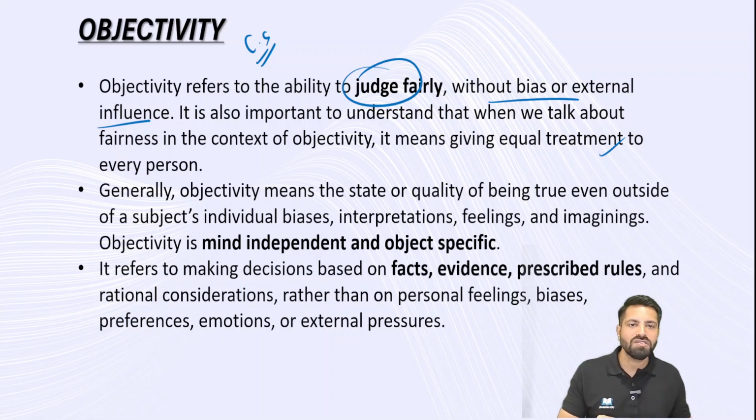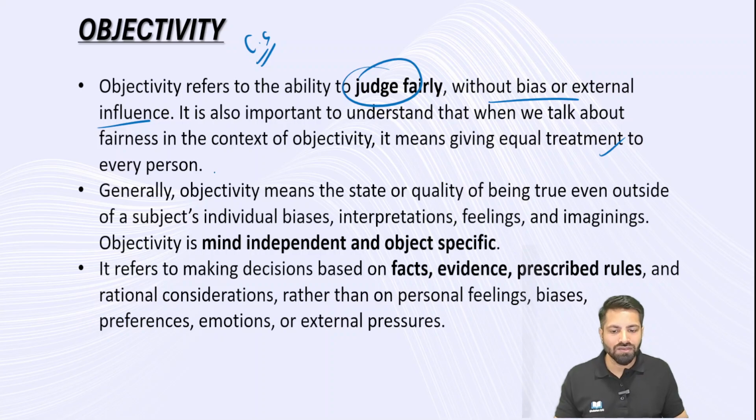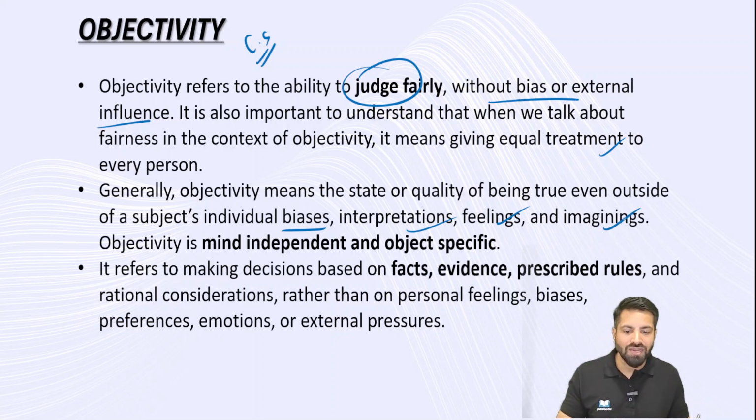I can only give this certificate if you fulfill all the restrictions mentioned by government regulation. So I take the decision based on government regulation. This is what objectivity is. So here, my personal bias, my interpretation, my feelings, my imaginations, all these things do not come into the picture. Your objectivity is mind independent. It is not dependent on my emotion, it is not dependent on my understanding. No, it is mind independent, and it is object specific.